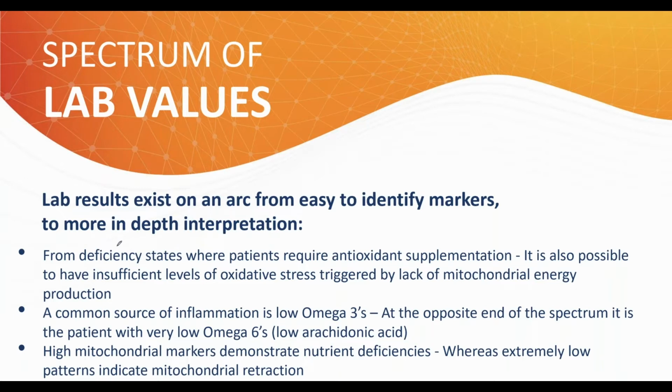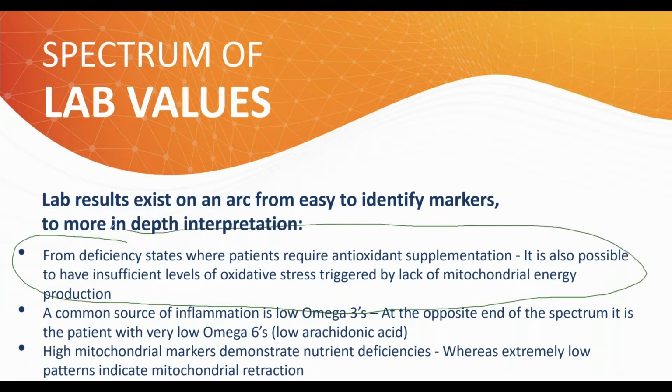We can learn more and more, almost like you can teach yourself some of these things as you look at these concepts. Okay, so we're looking at deficiency states where patients require antioxidant supplements. It means they don't have enough antioxidants. But then the really big question we want to look at is, what if they don't have enough oxidative stress? How could that even happen?